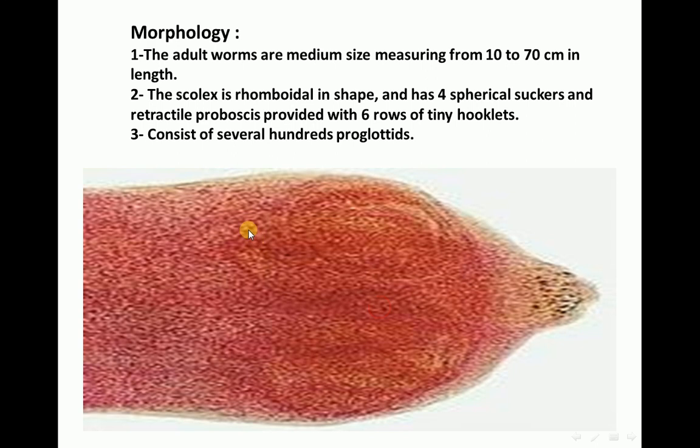Morphology. Adult worms are medium size, measuring from 10 to 70 centimeters in length. Scolex is rhomboidal, and has 4 spherical suckers and retractile proboscis, provided with 6 rows of tiny hooks. Consist of several hundreds proglottids. Real image of the parasite.